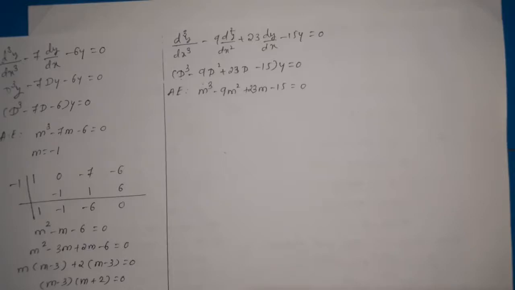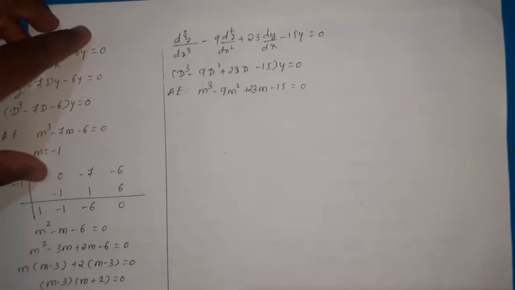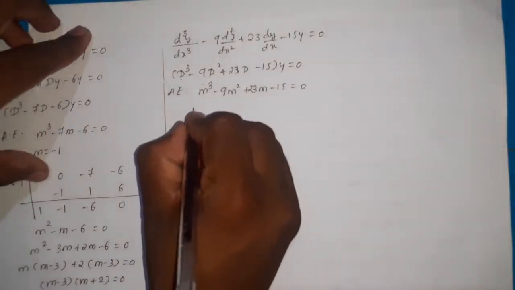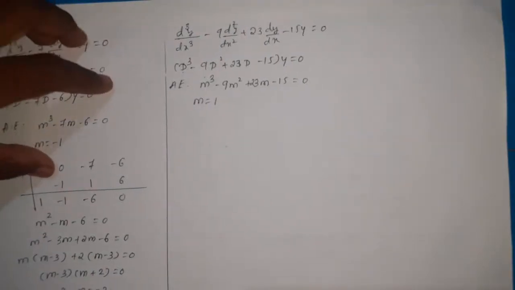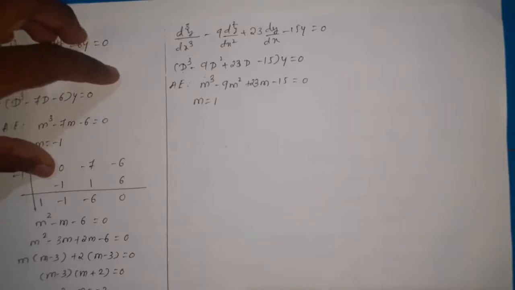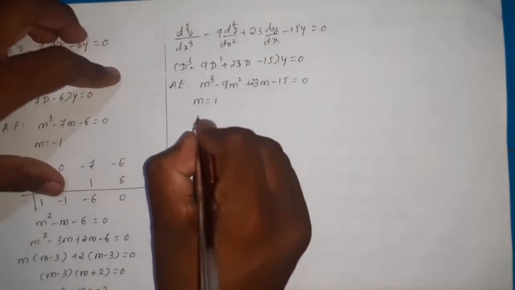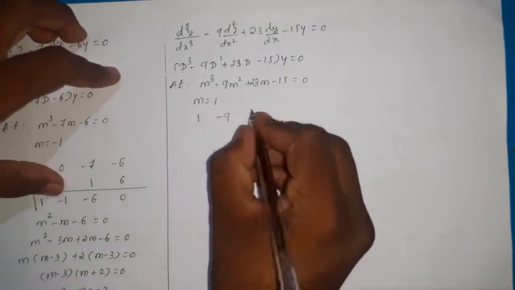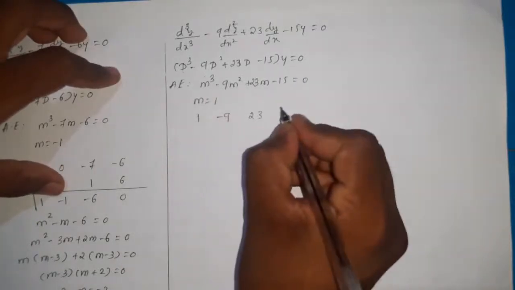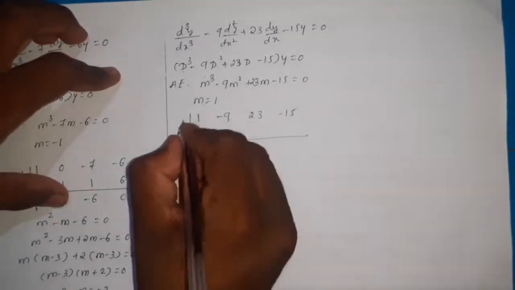The first root can be obtained by using the trial and error method. So here we can put m equal to 1. So m is equal to 1 is the first root of the equation. Now we can use the synthetic division for the next lower order equation. Now the coefficient of d cube is 1, coefficient of d square is minus 9, coefficient of d is 23 and the constant term is minus 15, and the first root is 1.